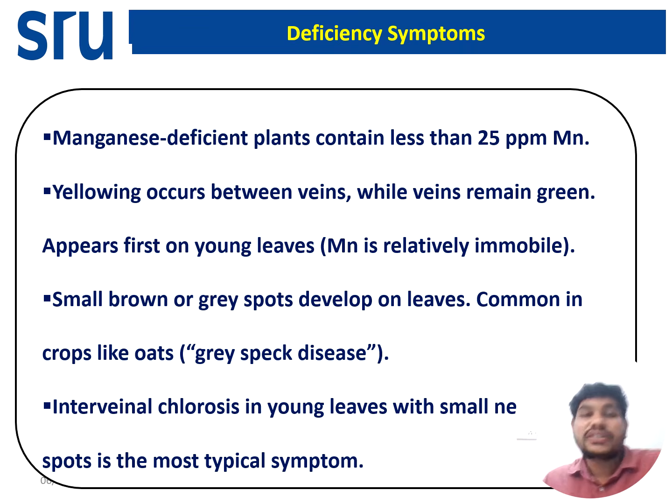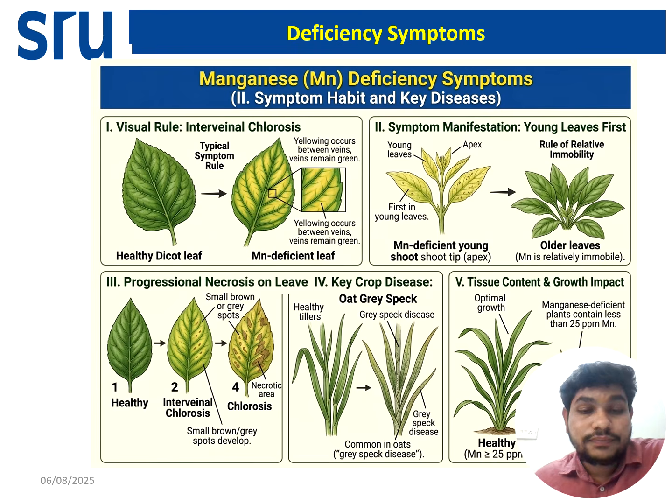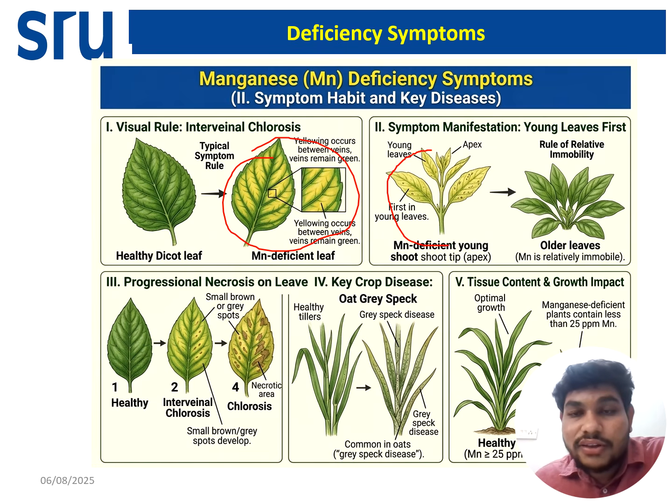Coming to the deficiency symptoms of manganese, manganese and iron are almost mobile in the plants. So it is a mobile element, and the deficiency symptoms will occur in the younger leaves. Here also we will see interveinal chlorosis, but it is different from the iron interveinal chlorosis. After interveinal chlorosis, there is the appearance of brown spots. Then the brown spot is converted into a necrotic area. Here we can see the complete brown spot.